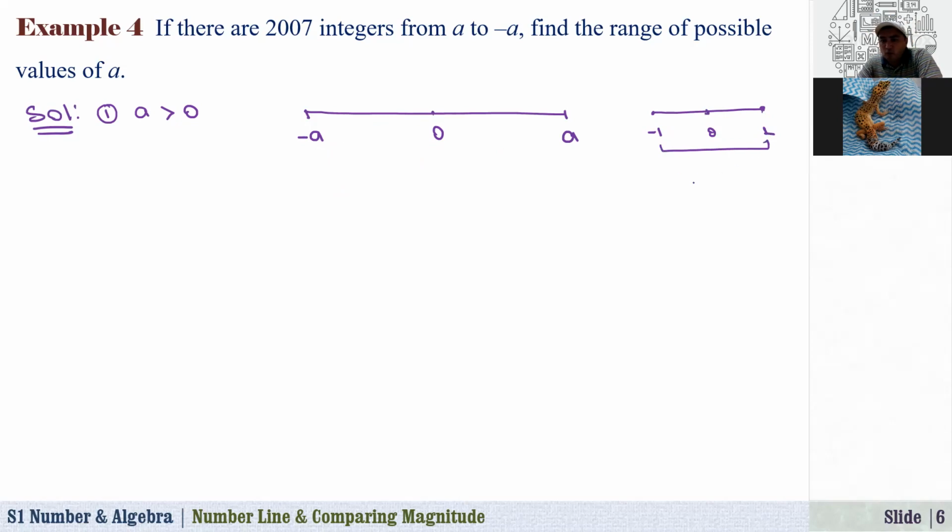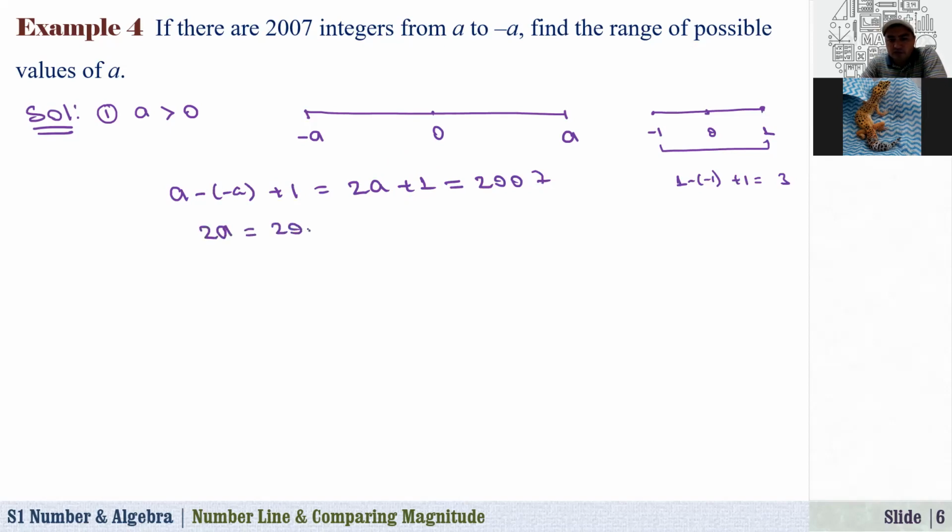How do we know that? 1 minus negative 1, plus 1, equals 3. So from here, how many points will we have? We have a minus negative a plus 1, so we have 2a plus 1 points. We are saying 2007, so 2a plus 1 is equal to 2007. Now if we solve this for a, 2a is equal to 2007, taking 1 to the right-hand side, minus 1.